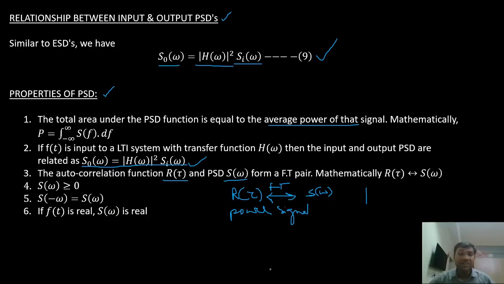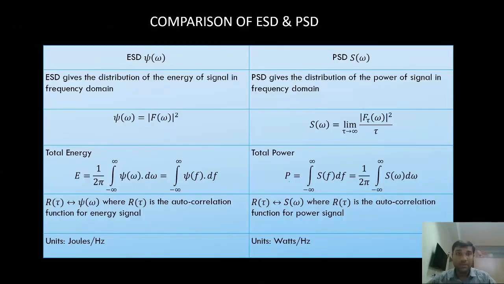When the signal is an energy signal, what did we see? The autocorrelation function has a Fourier transform of energy spectral density psi of omega. That was only for energy signals, and this is only for power signals. For an energy signal, the Fourier transform of the autocorrelation function is the energy spectral density. For a power signal, the Fourier transform of the autocorrelation function is the power spectral density. So these are the properties of power spectral density.